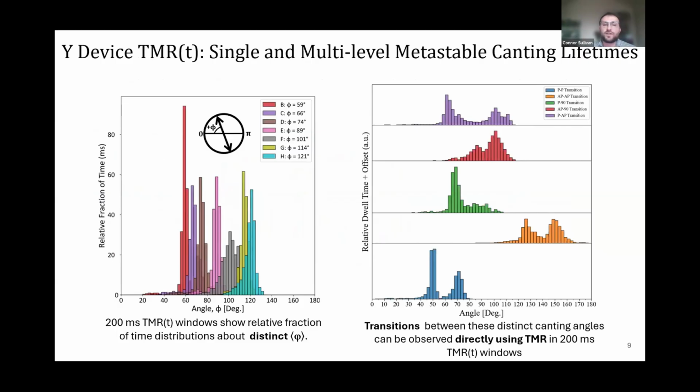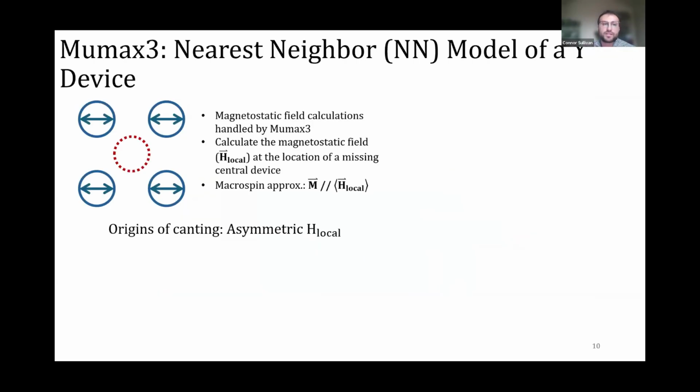If we continue to Y devices, we can actually pull out quite a number of data. We can pull out single long-ranging dwell time distributions. We can also pull out transitions between these metastable distributions in 200 millisecond window times. We can actually do this with tunnel magnetoresistance, but it still doesn't allow us to look at what the actual spin configuration in the system is. So for that, we end up falling back to mu-3 to try to describe it.